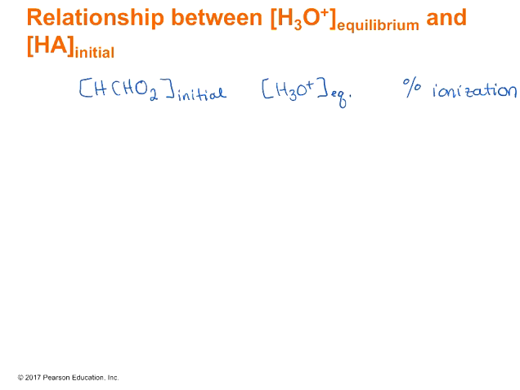So from worksheet problem 4, we saw that the initial concentration of formic acid was 0.2 moles per liter. And we had calculated the concentration of hydronium ions at equilibrium to be 0.006 moles per liter. And if we look at our calculation for checking our assumption, that's the same as the percent ionization. So we know that the percent ionization here was 3%.